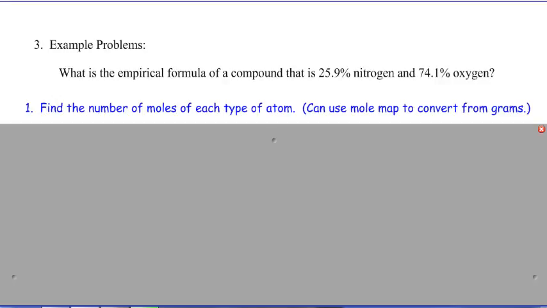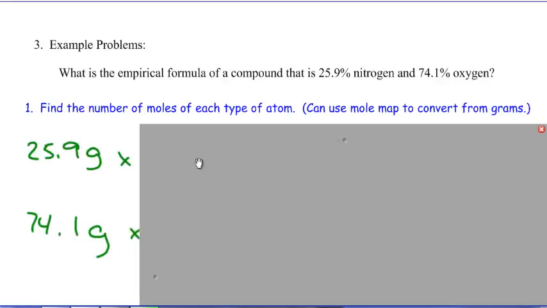Let's try an example. What is the empirical formula of a compound that is 25.9% nitrogen and 74.1% oxygen? We'll start with step 1. Find the number of moles of each type of atom, and we'll use our mole map. Now remember that percentage is a ratio of the mass in a formula. So since we have percentages, we can automatically just say it's the same as the grams. So on this first one, I'm starting with 25.9 grams of nitrogen, 74.1 grams of oxygen.